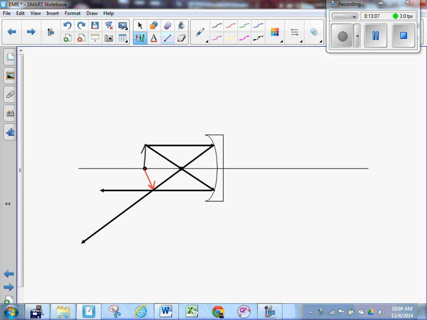The characteristics of this one would be that it is same size. Let's just finish this one off and then we'll back it up here. Same size. It's inverted. And once again, it's real.